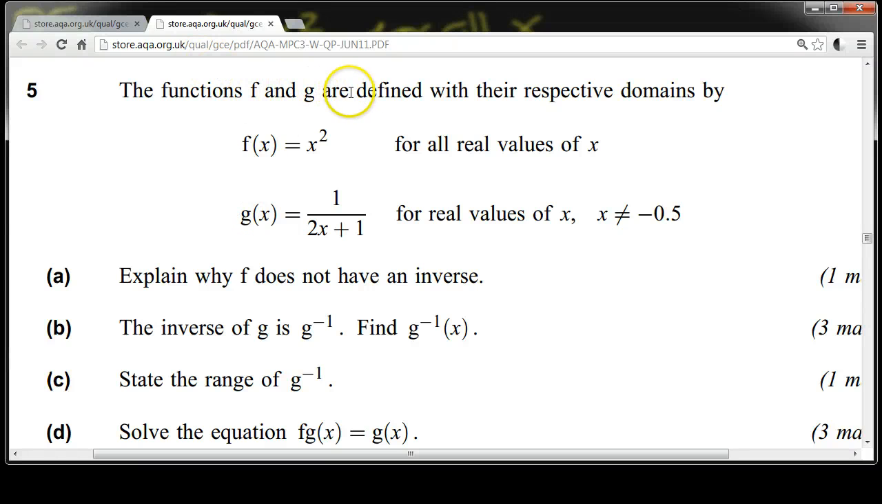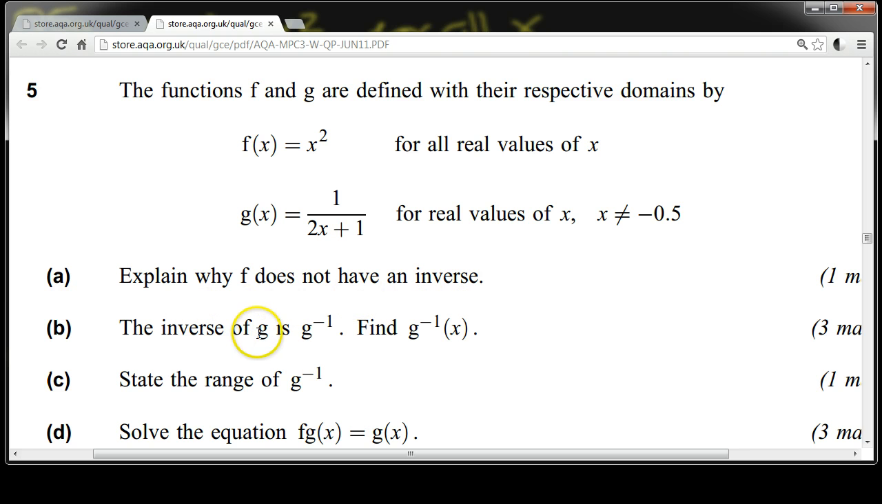The functions f and g are defined with their respective domains by f of x is equal to x squared for all real values of x, and g of x is equal to 1 over 2x plus 1 for all real values of x, where x doesn't equal minus 0.5. Explain why f does not have an inverse.